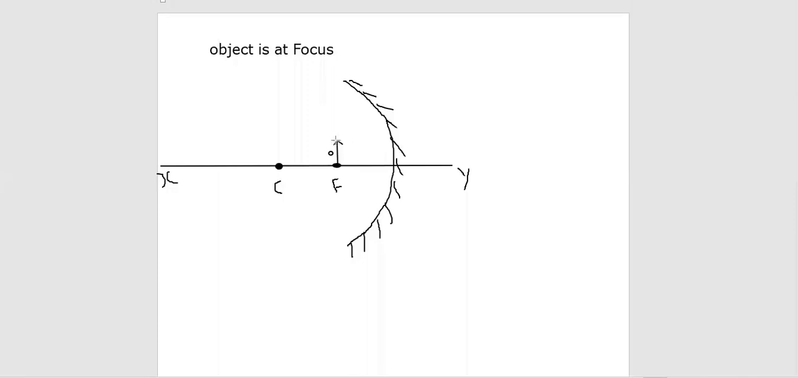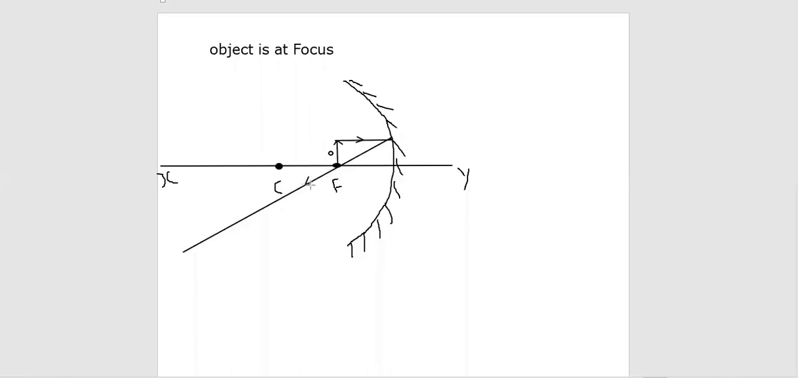A ray of light is touching a concave mirror. A ray of light which is parallel to the principal axis is touching a concave mirror. After reflection, it will pass through the focus like this, compulsory. The ray of light is coming like this, and then it is moving away like this.